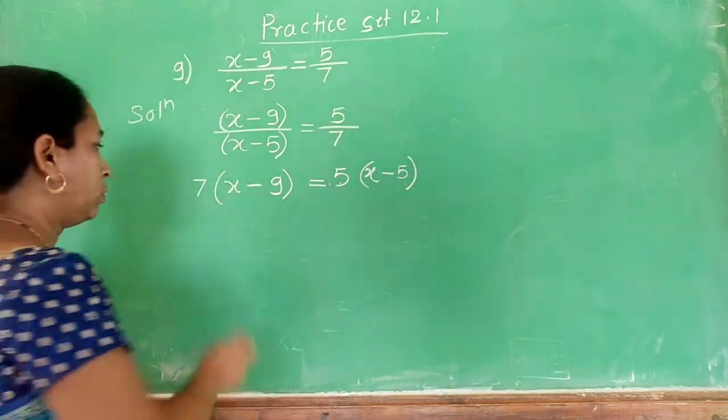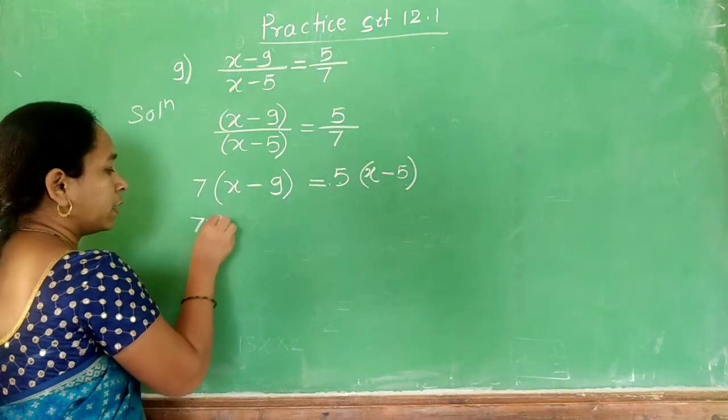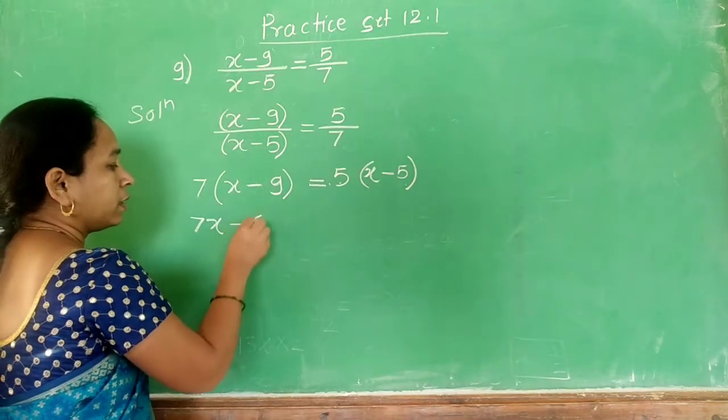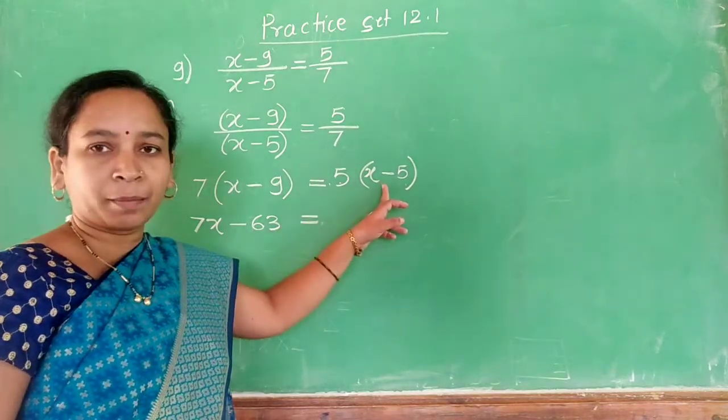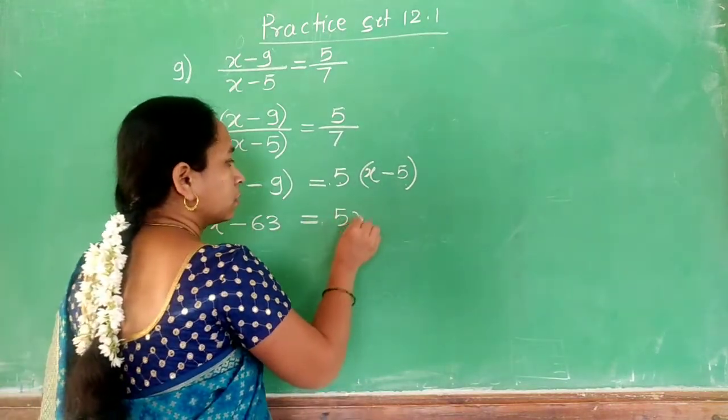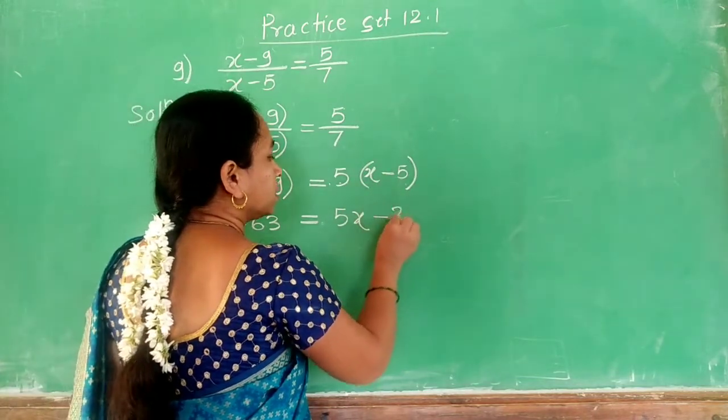Multiply each term now. 7 multiplied by x, 7x. 7 multiplied by 9, it is 63. Is equal to 5 multiplied by x, 5x. 5 5s are 25, minus 25.